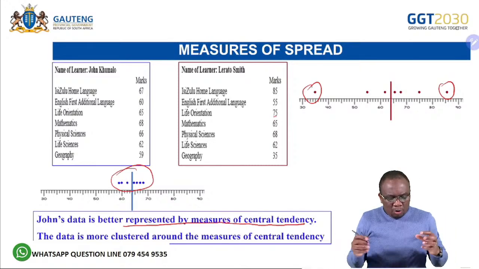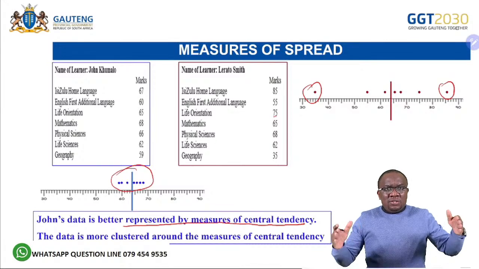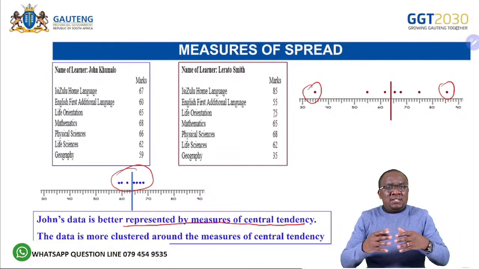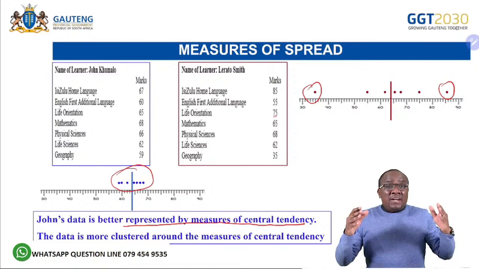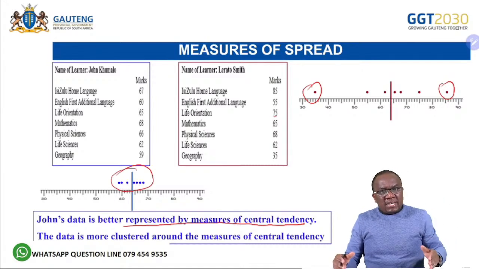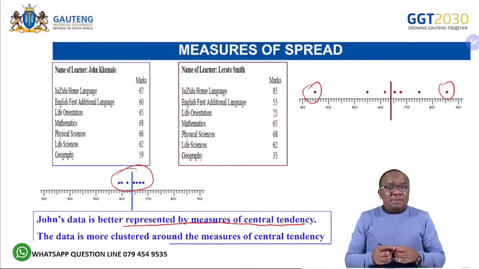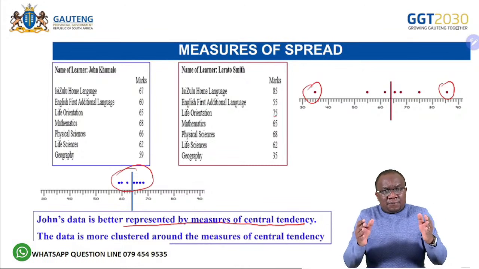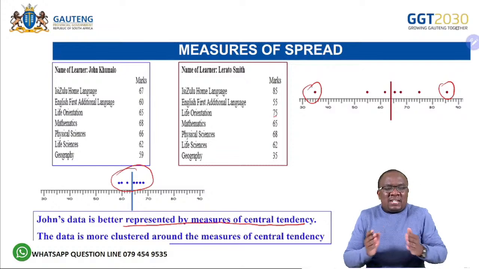The data is more clustered around the measures of central tendency. How do you see that? You see that by using the measures of spread. The higher the measure of spread, the more spread out the data is. The smaller the measure of spread, the closer the data is clustered around the measure of what?